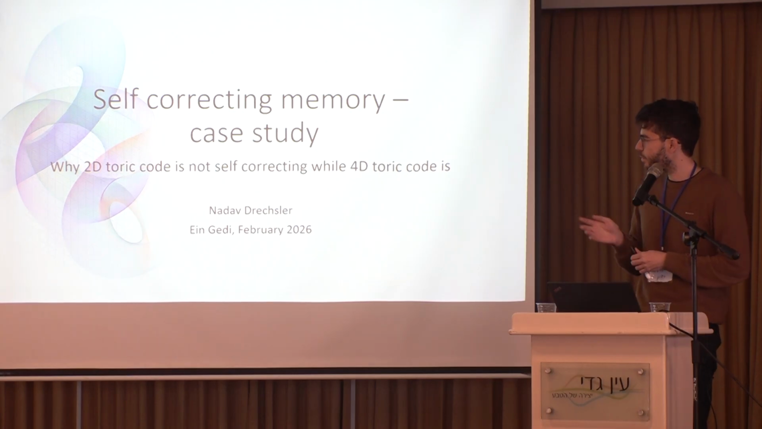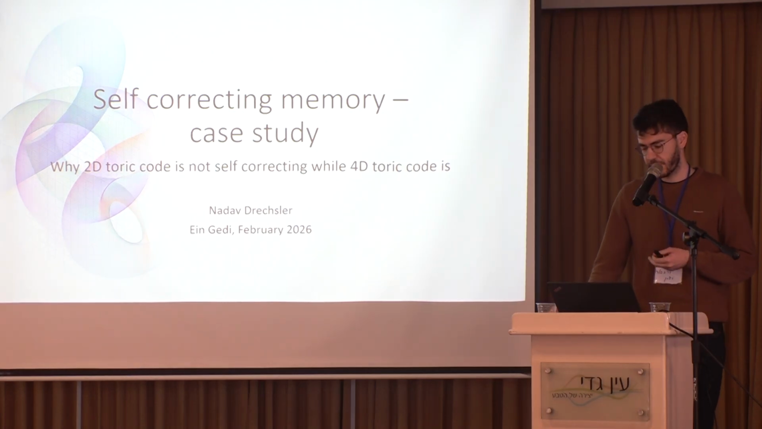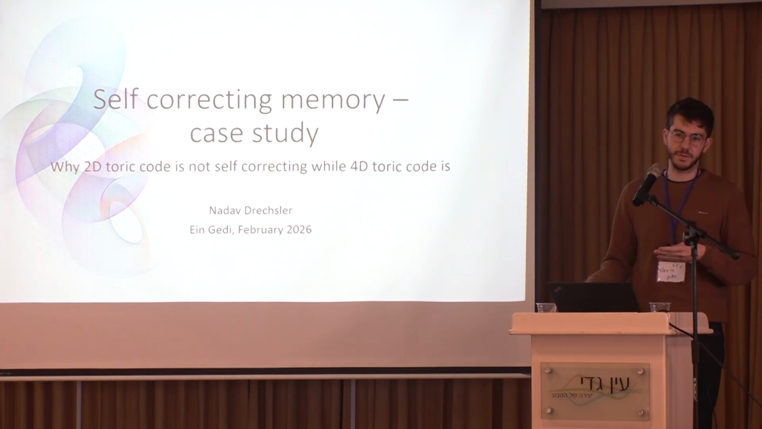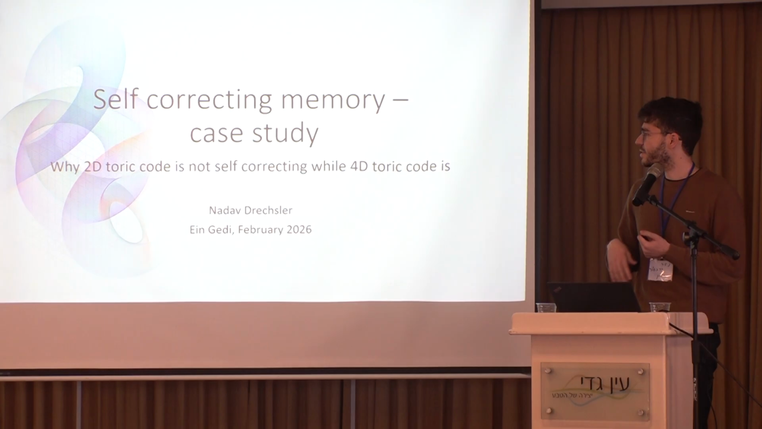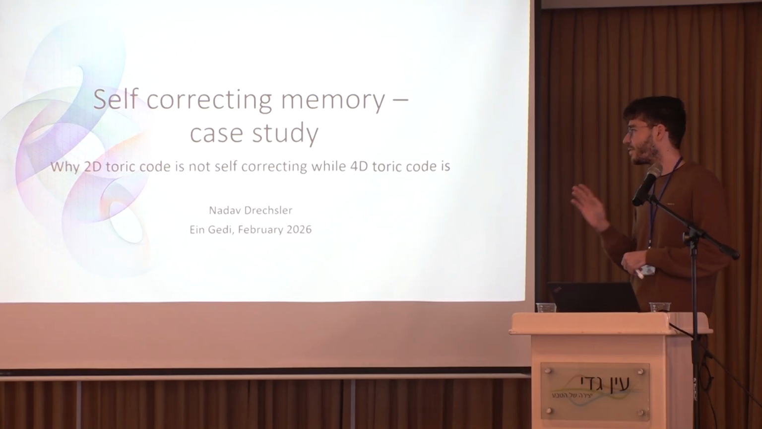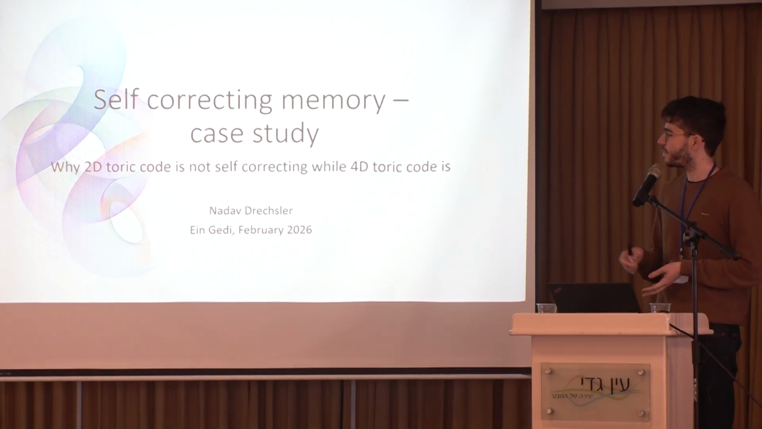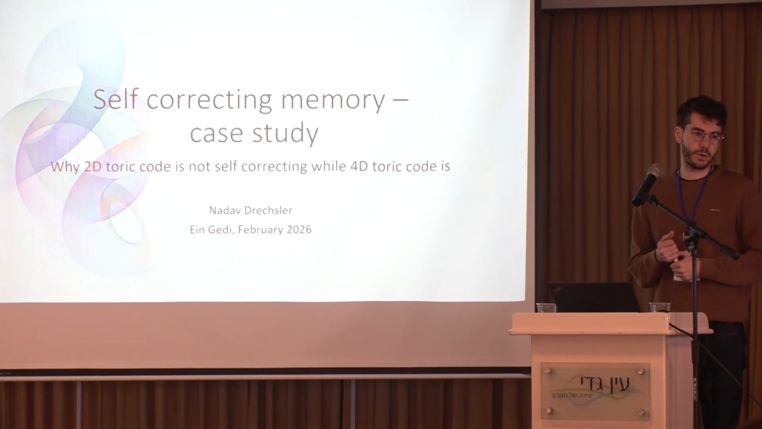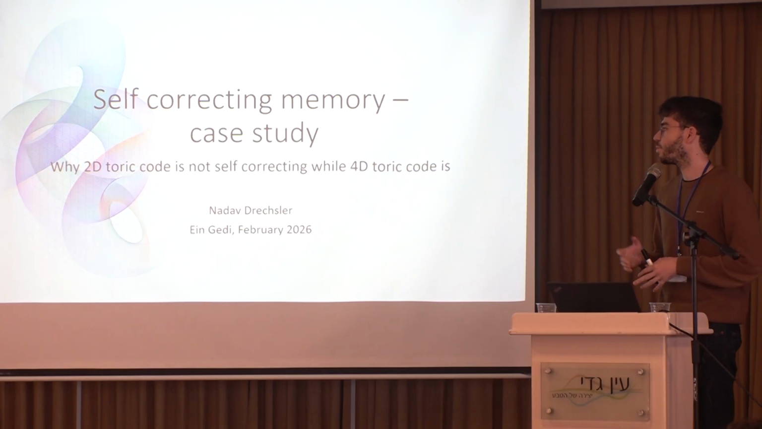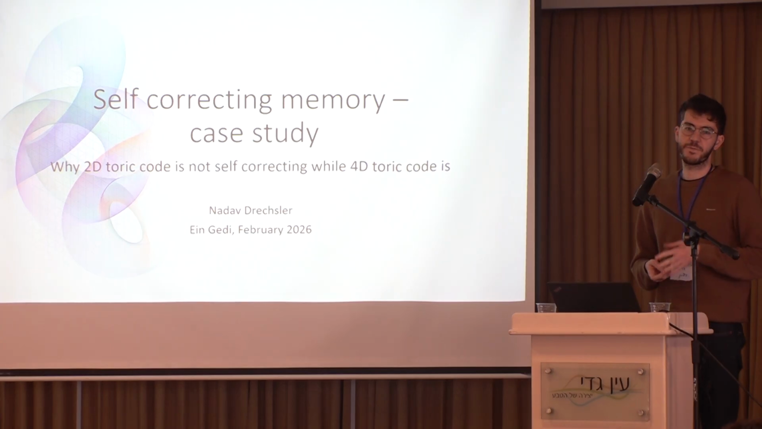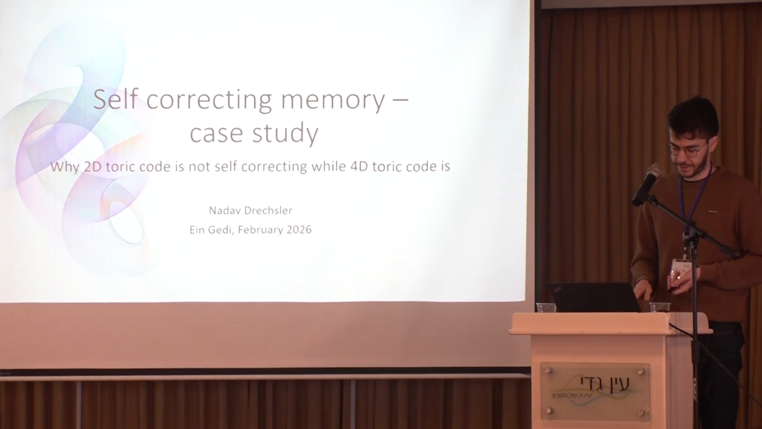But in self-correction, we care about physical systems that retain their memory naturally. Their intrinsic physics somehow retain the information. And specifically in this talk, we'll discuss the specific quantum case of toric code, and we'll see and understand why the 2D toric code fails to be self-correcting, and the 4D toric code is self-correcting.